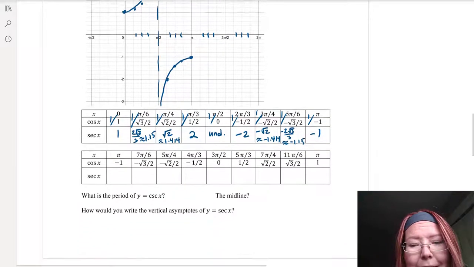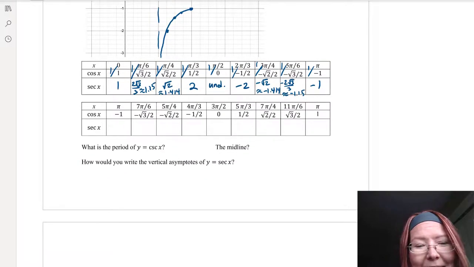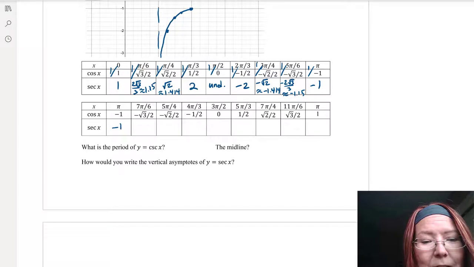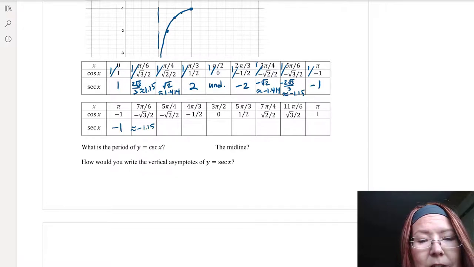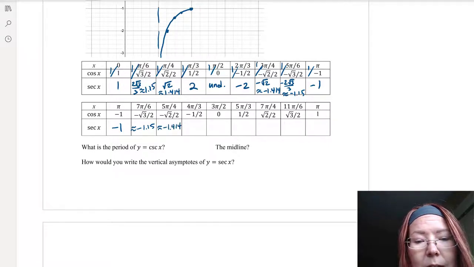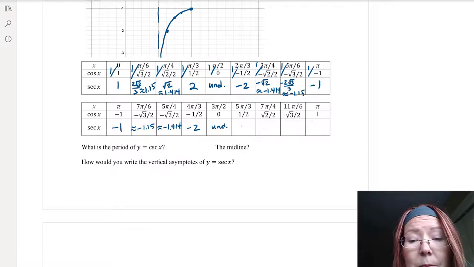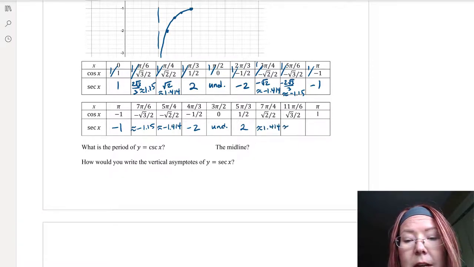And I'm just going to quickly write out the next line in the table. So at pi, we would have a value of negative 1. At 7 pi over 6, we would have approximately negative 1.15. At 5 pi over 4, we'd have approximately negative 1.414. At 4 pi over 3, we'd have negative 2. At 3 pi over 2, we'd have undefined. At 5 pi over 3, we'd have a value of 2. At 7 pi over 4, we'd have about 1.414. At 11 pi over 6, we'd have about 1.15. And then at 2 pi, we'd have 1.